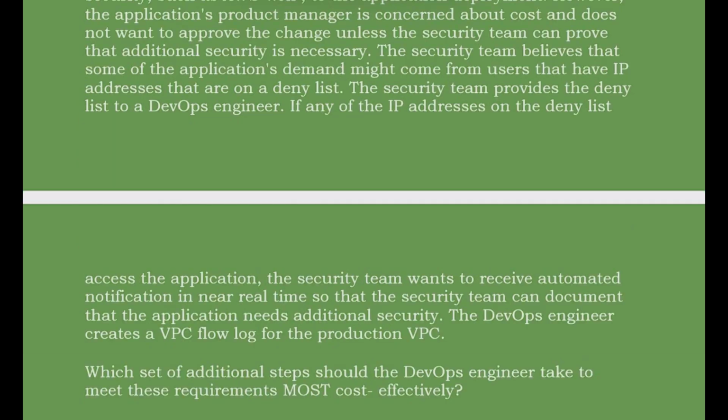If any of the IP addresses on the denial list access the application, the security team wants to receive automated notification in near real time so that the security team can document that the application needs additional security. The DevOps engineer creates a VPC flow log for the production VPC. Which set of additional steps should the DevOps engineer take to meet these requirements most cost effectively?